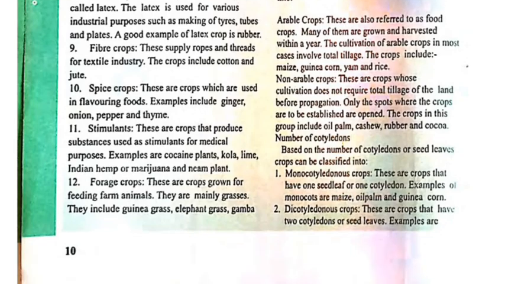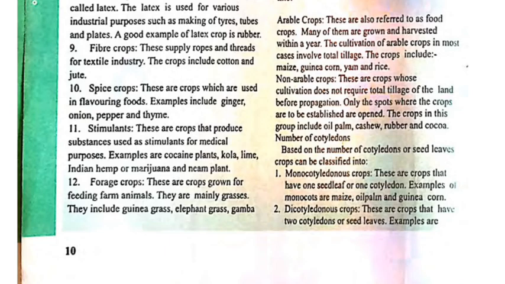Just kidding. Number 11, we have stimulants. These are crops that produce substances used as stimulants for medical purposes. Examples are cocaine plant, cola, lime, Indian hemp, marijuana, and neem plant. Just that they are being overused in today's world. They are being overused and illegally used. They are being abused, in short.